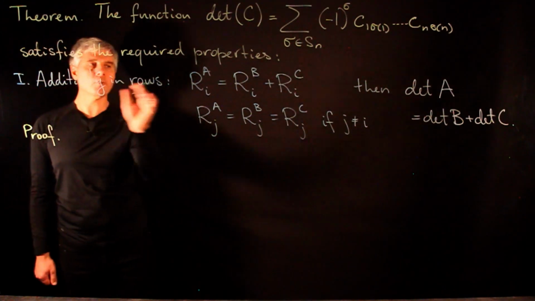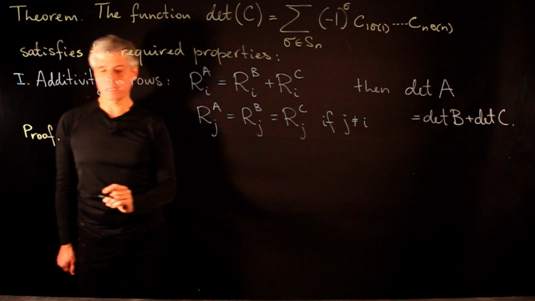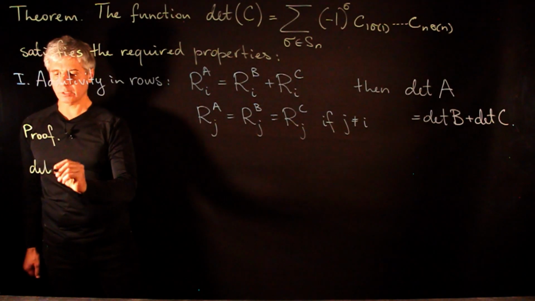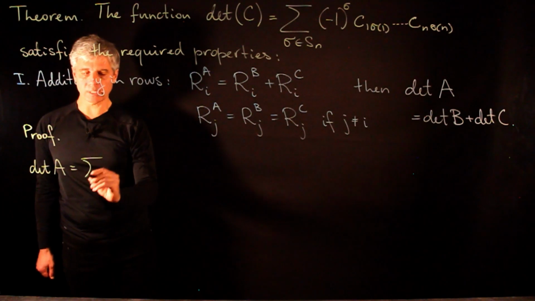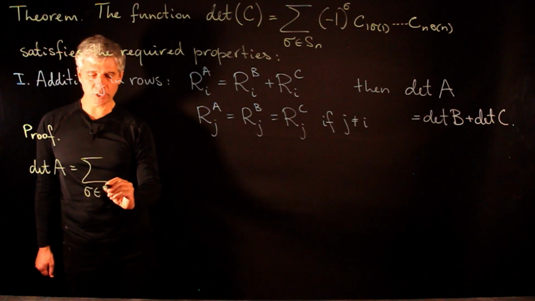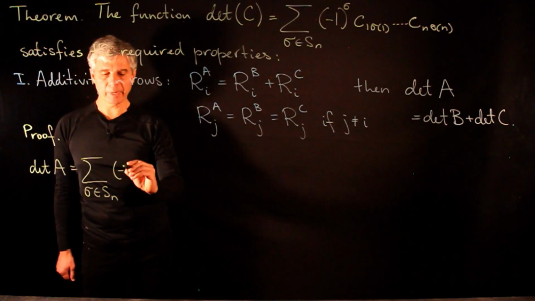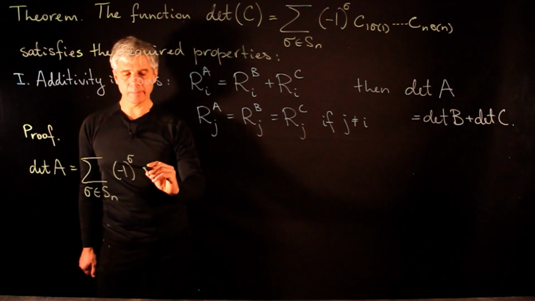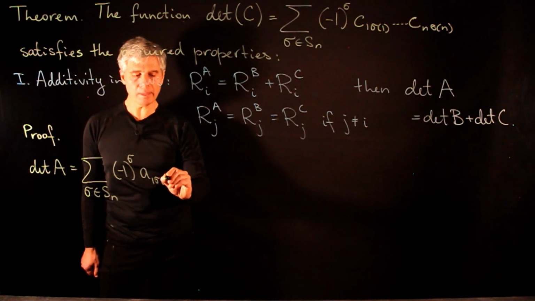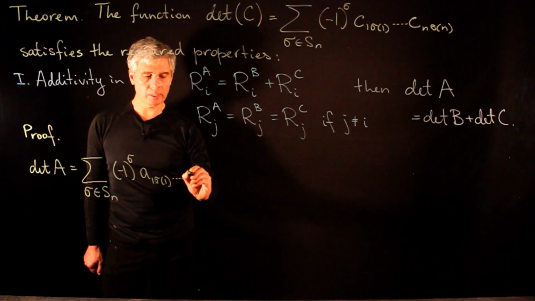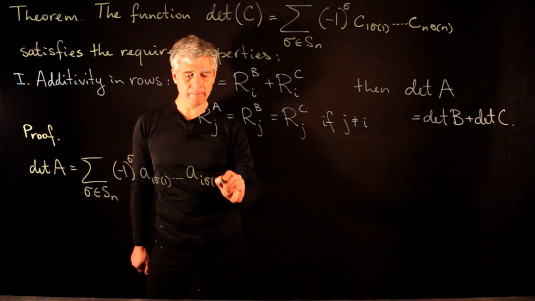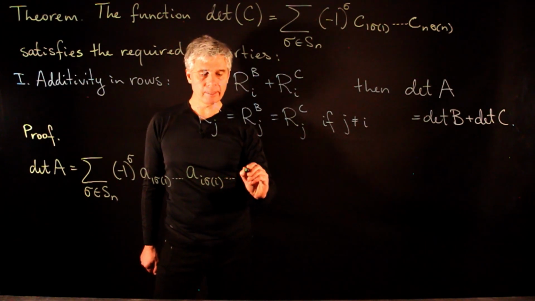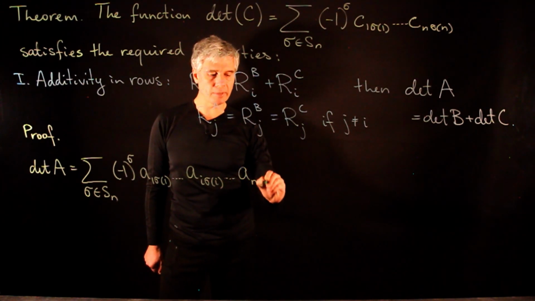So we start with the first additivity property. Let us write down what the determinant of a matrix A is. By our formula, this is the sum over all permutations sigma in Sn, parity of sigma times A1 sigma of 1, dot dot dot A I sigma of I, dot dot dot A n sigma of n.